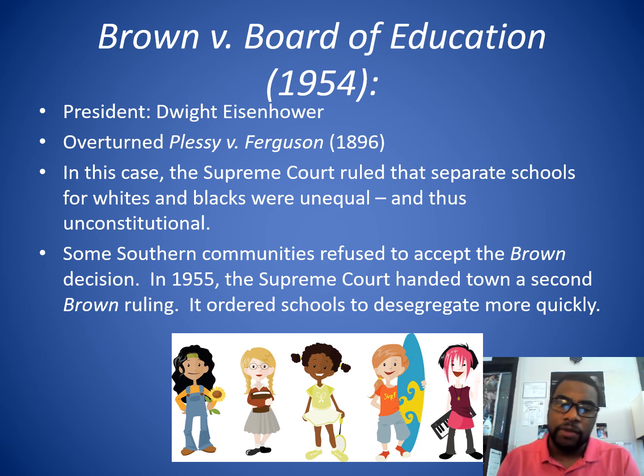Some Southern communities refused to accept the Brown decision. In 1955, the Supreme Court handed down a second Brown ruling. It ordered schools to desegregate more quickly.